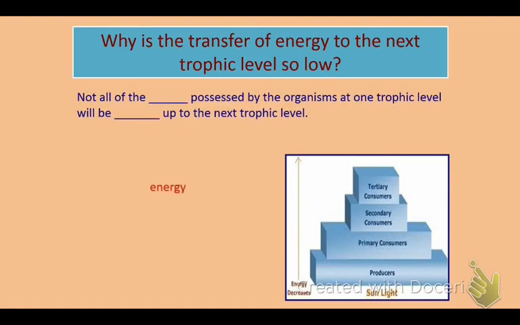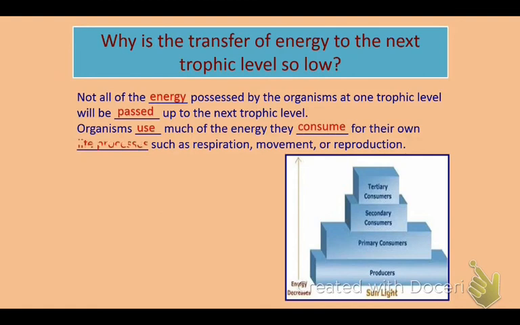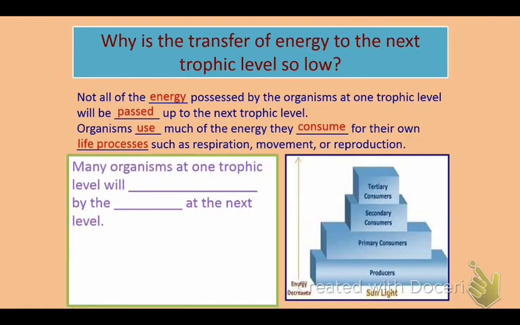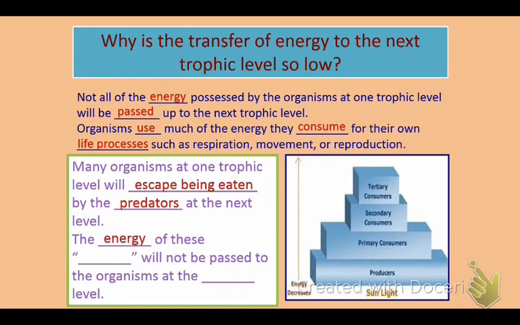So this will be our last slide. This is the one I wanted. Why is the transfer of energy to the next trophic level so low? Not all the energy possessed by the organisms at one trophic level will be passed up to the next. So organisms use as much energy as they consume for their own life processes also, right? So the plant's getting all the energy from the sun, but the plant has to use some of that solar energy to just be a plant and keep being a plant. Okay? Then it can feed the other 10% to the next level.